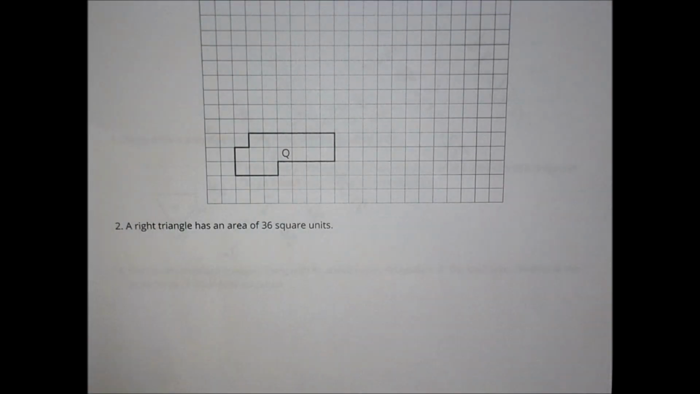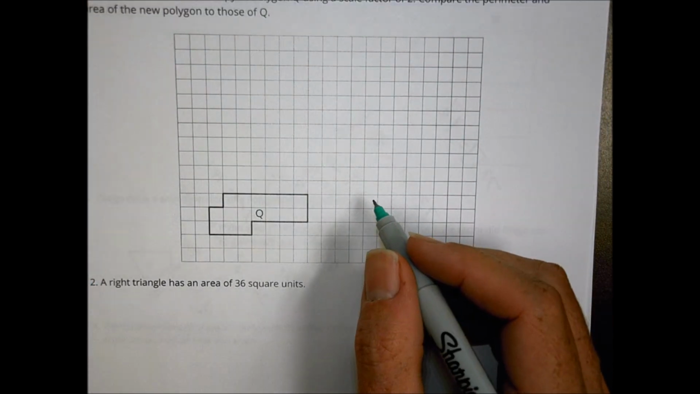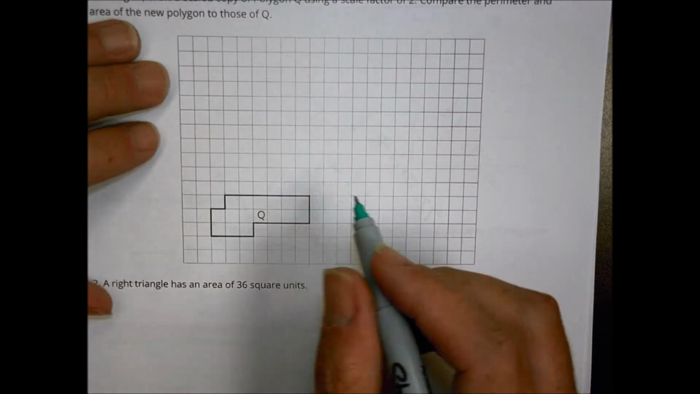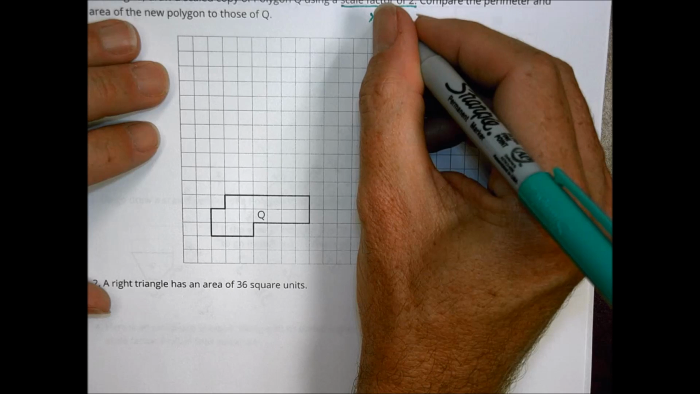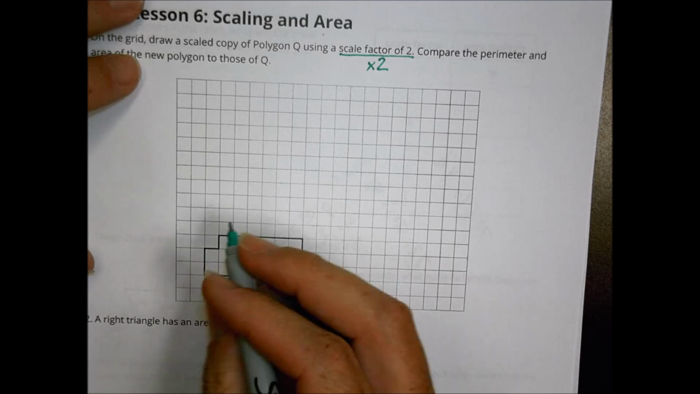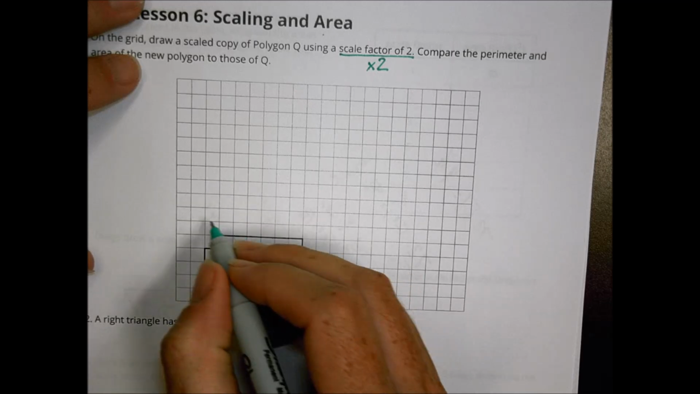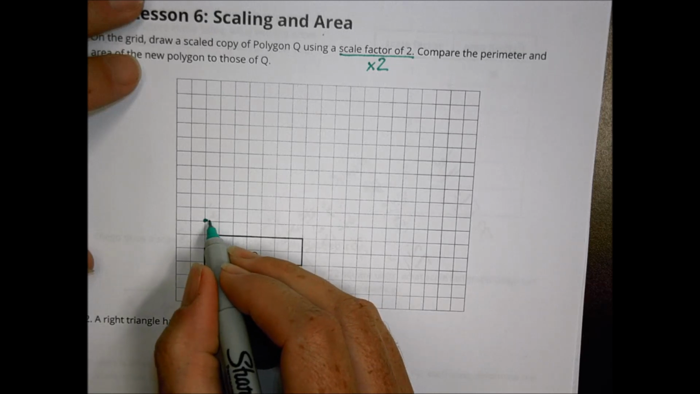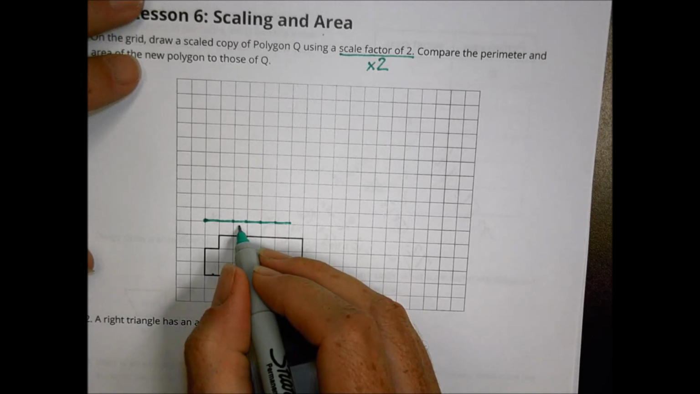Okay, so first of all, we had a shape here. It says on the grid, draw a scaled copy of polygon Q using a scale factor of 2. So with a scale factor of 2, that means I'm going to be multiplying the lengths and widths all by 2. I'm going to start with my corner, which was 1, 2, 3. So I'm going to start right here. Instead of 3, I'm going to do 3 times 2, which is 6. So 1, 2, 3, 4, 5, 6.